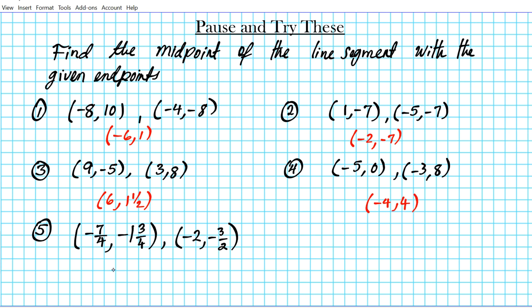And lastly, for number 5, the midpoint is -1 7/8, -1 5/8. Okay, so that's written as mixed numbers, or you can write it as -15/8, -13/8. So this is writing as improper fraction or mixed number, whichever.